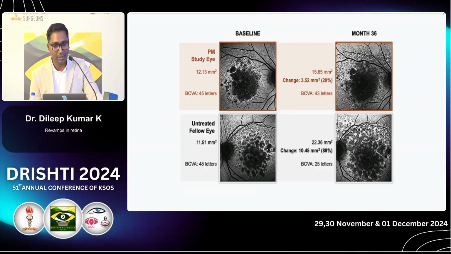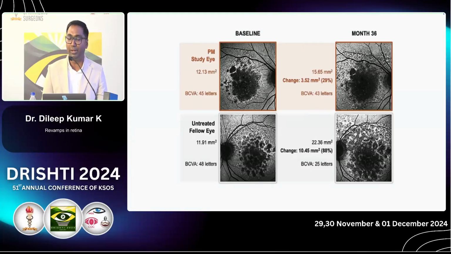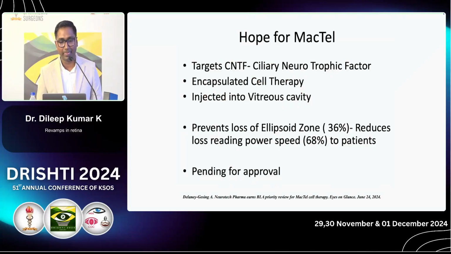This is a photograph where the upper photo, the right eye, shows the patient treated with pegcetacoplan over a period of 2 years, wherein you can see there is a minimal increase in the size of geographic atrophy, whereas in the left eye, which is untreated, you can see considerable increase in the geographic atrophy area.